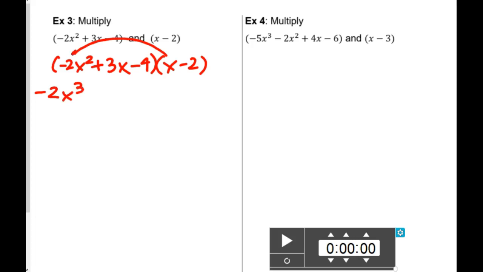All right, and then this, check it out. Negative 2x squared times negative 2. What's negative 2 times negative 2? Positive 4. So plus 4, and then x squared stays there. Then, that was the first term, right? Now I'm going to do the second term. Second term is 3x. What's 3x times x?